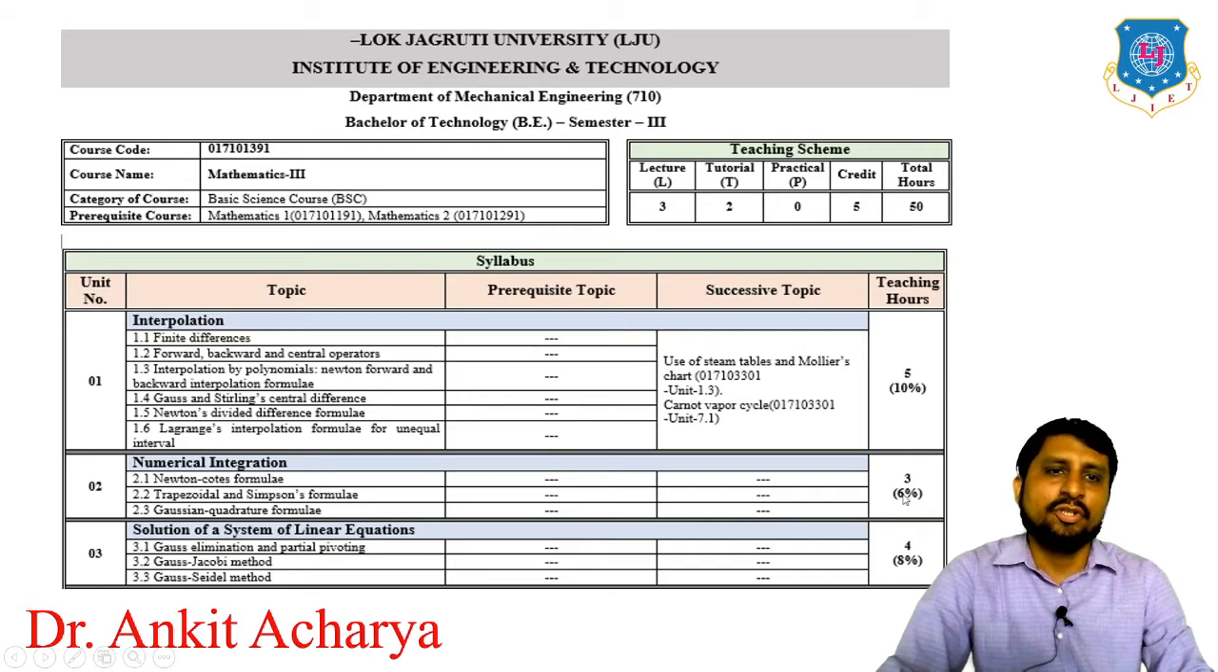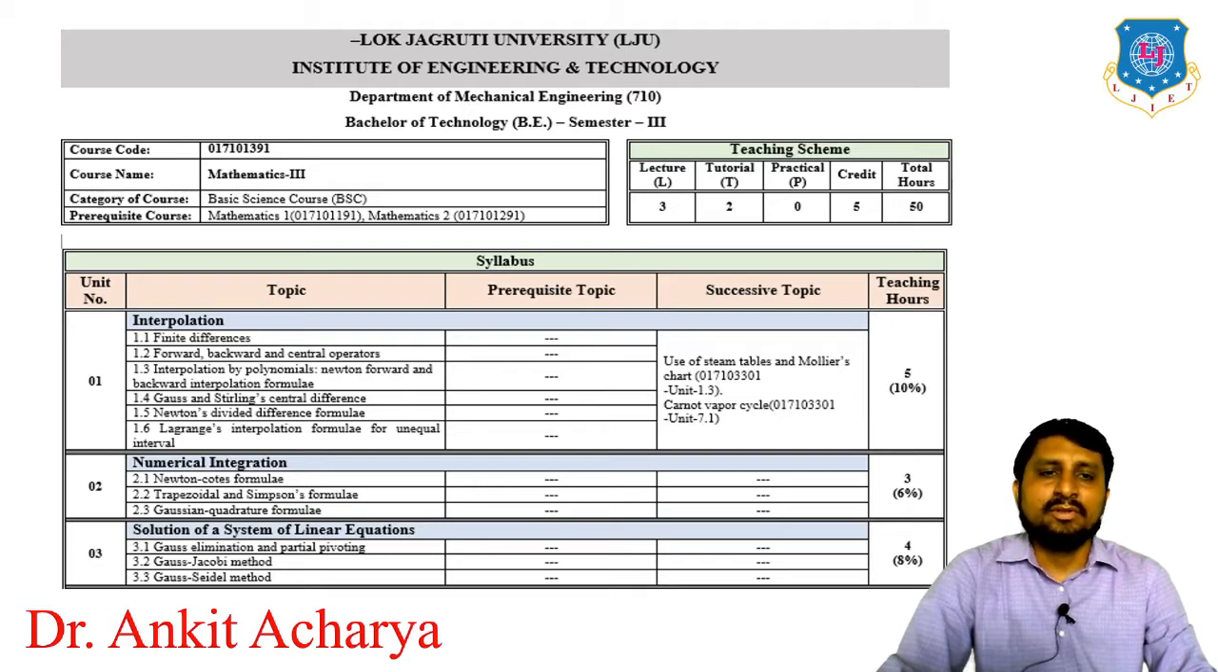So we will discuss your syllabus, how many chapters are in your syllabus, and what the main important topics are. After that, we will discuss our first chapter, interpolation. Firstly, I want to inform you that this is your Mathematics 3, the name of the subject. The credit of the subject is 5 and the total number of units in this syllabus is 10.